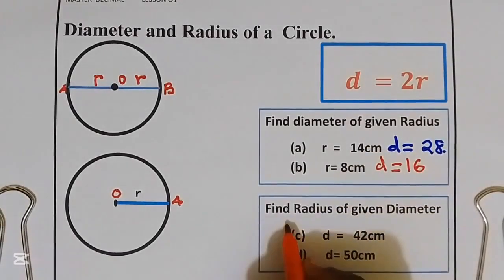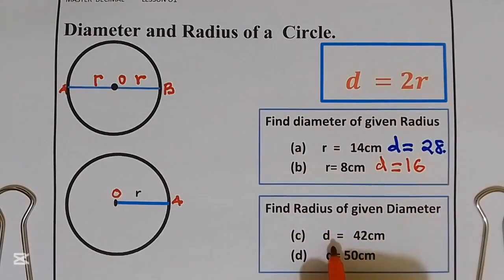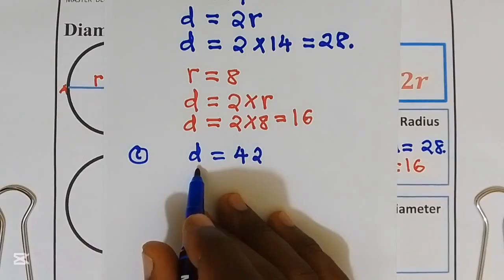Now, let's see the second question. Find the radius of a given diameter. They have given us the diameter, and we are going to look for the radius. C, they gave us diameter is equal to 42, and we need to find the radius.